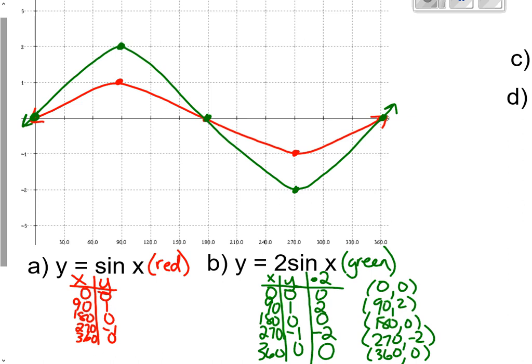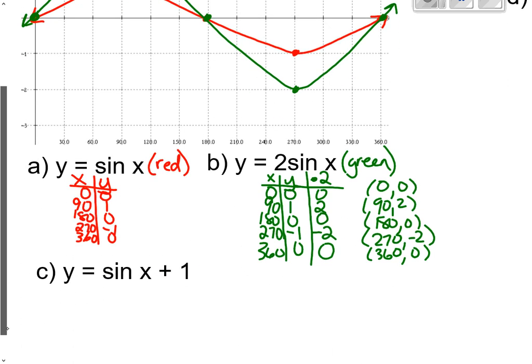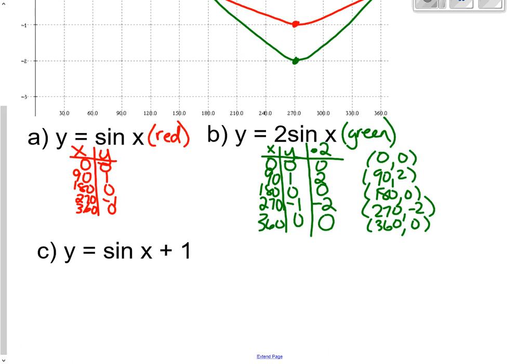Okay. So if your amplitude is going to change, that's a multiplication to your y values, because that 2 is being multiplied to the whole function. Let's keep going here. Let's try another one here. All right, so let's do this one in blue. y equals sine x plus 1.